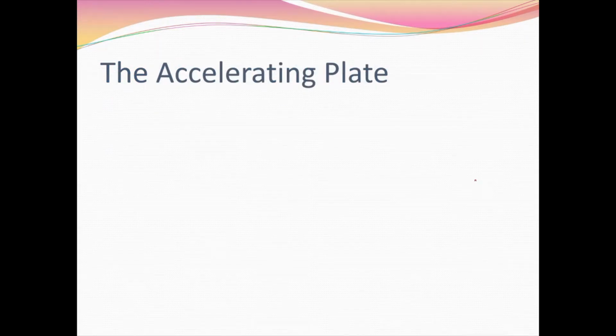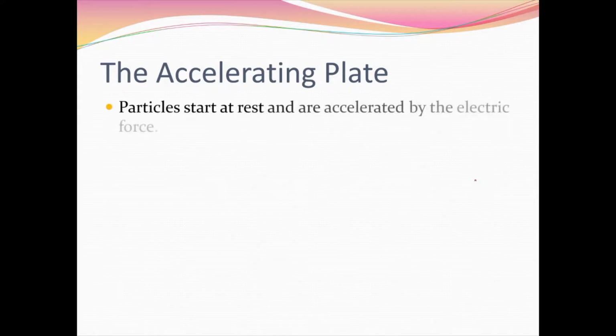So the accelerating region, as the name suggests, is the part where the particles are accelerated. We take the particles of interest, put them in the accelerating plate, and we start them at rest, and then the particles are accelerated through the region and then ejected into the next part of the mass spectrometer.